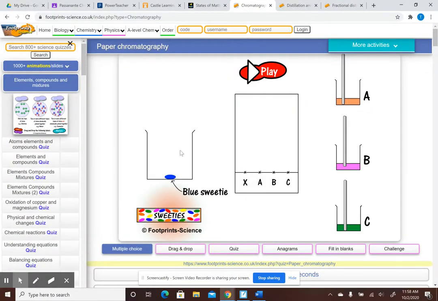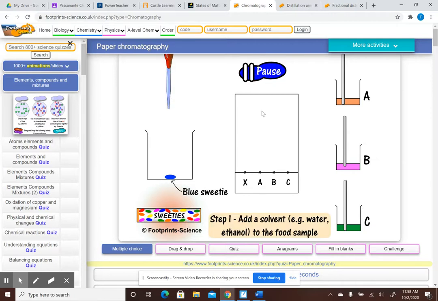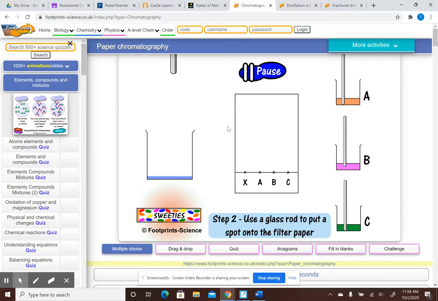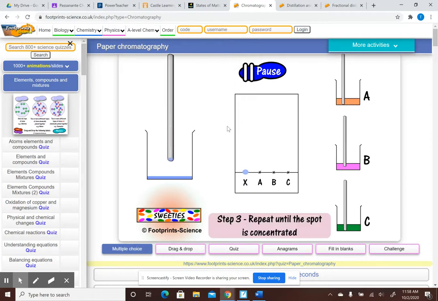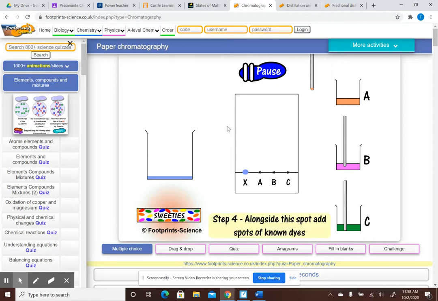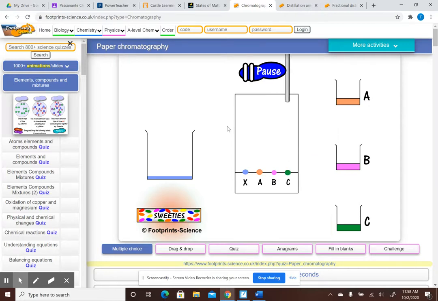Chromatography. So here I have a candy that's made up of blue dye, and I'm going to dissolve that candy in water. So now we have multiple liquids dissolved in water. Okay, I'm going to take my sample and put it on chromatography paper. And now here are some other samples. So when my blue dot separates, I want to see what pigments make it up. So these are like the pigments that I'm going to compare it to.